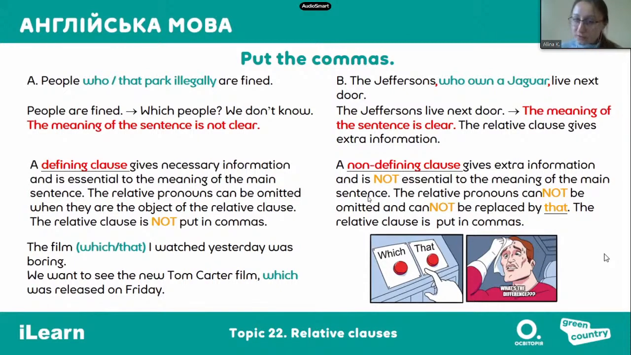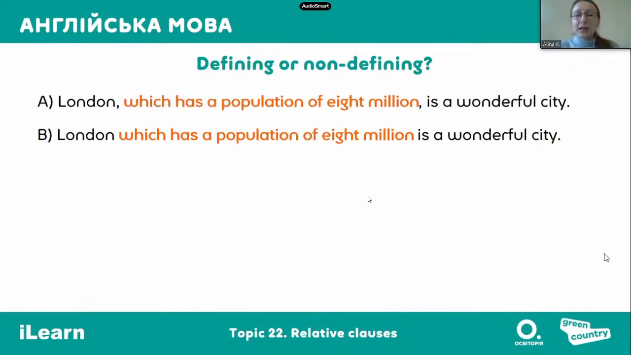А якщо це non-defining clause, і вам потрібно поставити кому, то ні в якому випадку там не можна поставити that. Тобто там буде тільки один вихід, це which, якщо ви говорите про якісь речі. Okay, so let's practice a little bit. Let's look at sentences A and B, and let's find out which one is defining and which one is non-defining, and which sentence is correct.